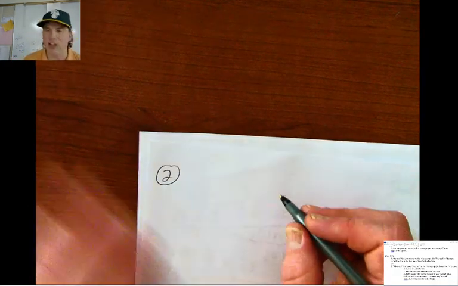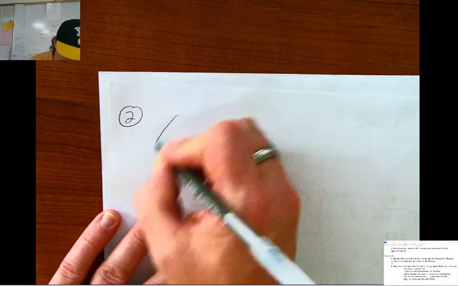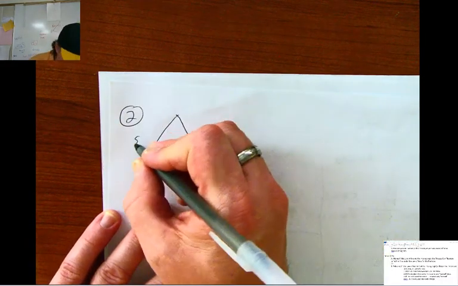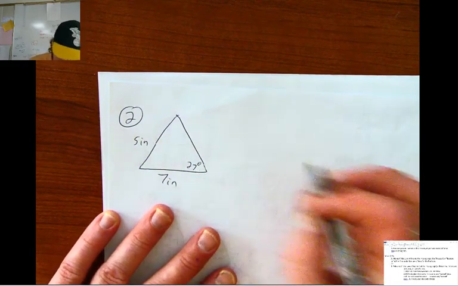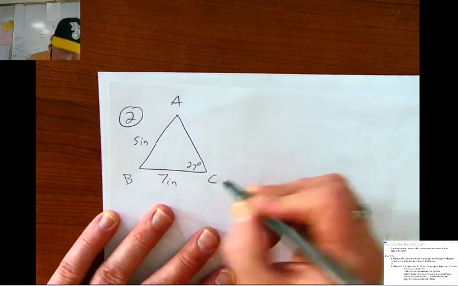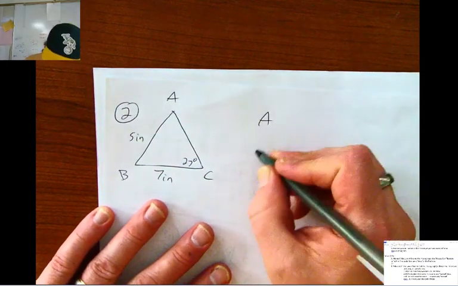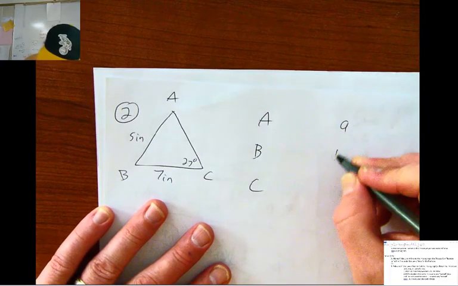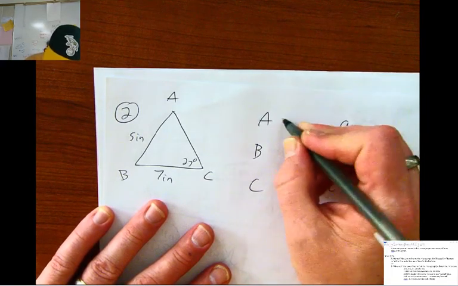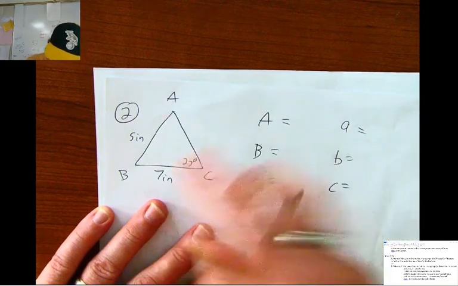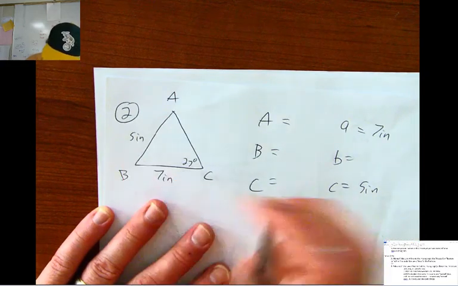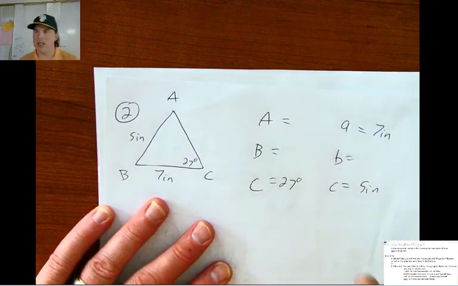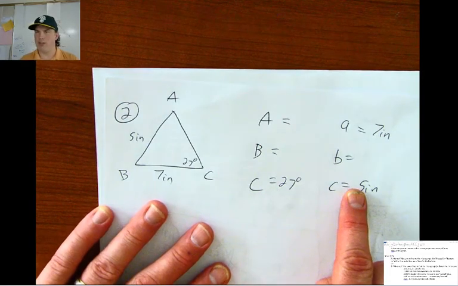I mentioned in class, let's look at a situation that's going to be 2 solutions. I'm going to go 5 inches here, 7 inches here, 27 degrees here. And I'm going to get into labeling this A, B, and C. Let's get this labeled. Side B is 7 inches. Side C is 5 inches. Angle C is 27 degrees. I actually like this chart. It helps me know to use law of sines.